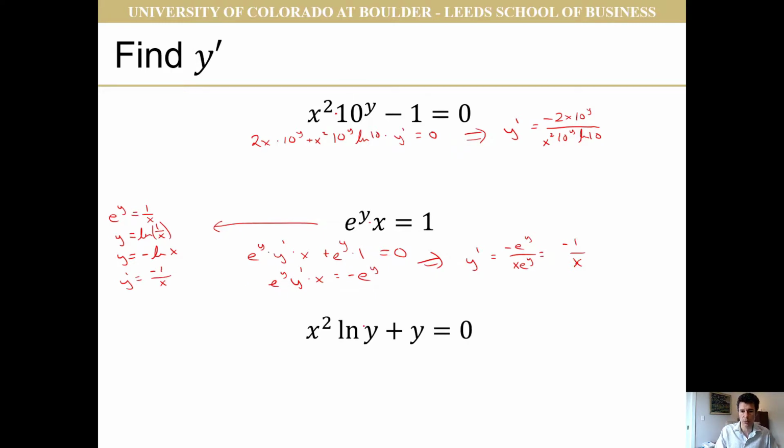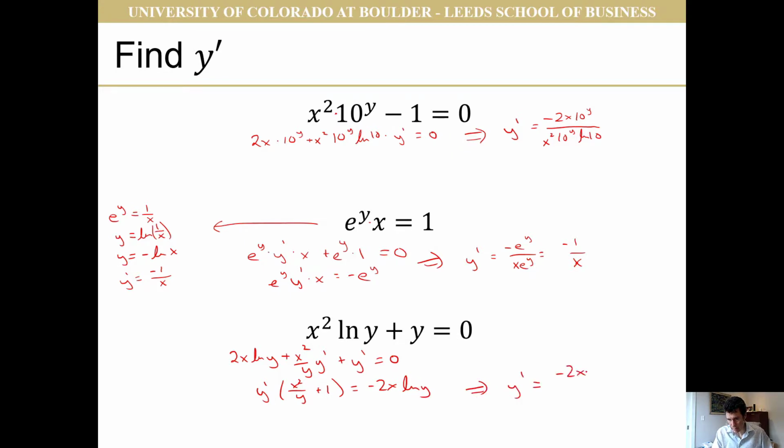Last one, x squared ln y plus y equals 0. Derivative of the first function, 2x ln y plus x squared over y, y prime, plus y prime equals 0. Factor out. y prime times x squared over y plus 1 equals negative 2x ln y, which means y prime equals negative 2x ln y divided by x squared over y plus 1. So it's just a matter of being careful with the algebra to solve for y prime.